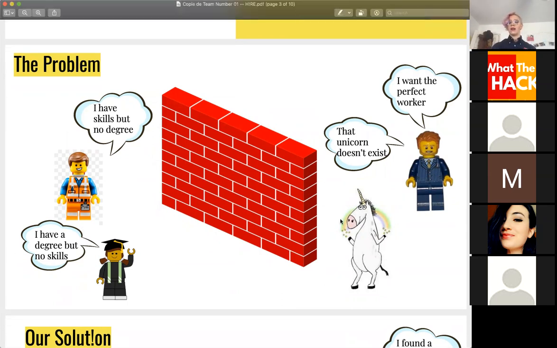So this is where you can start to talk about the people that you have researched, your user, why is this important to them? What part of their life is this going to make better? For us, we were a hiring platform that focused on soft skills. So our problem was we had people with a lot of skills and no degrees, and we had people with degrees and no skills, and we had employers on the other side looking for an employee that they couldn't find, and this wall in the middle because they couldn't communicate with each other.